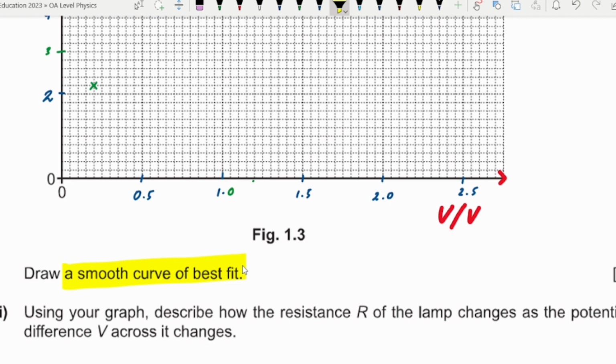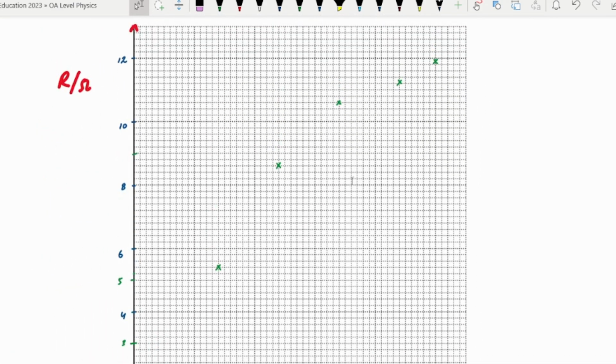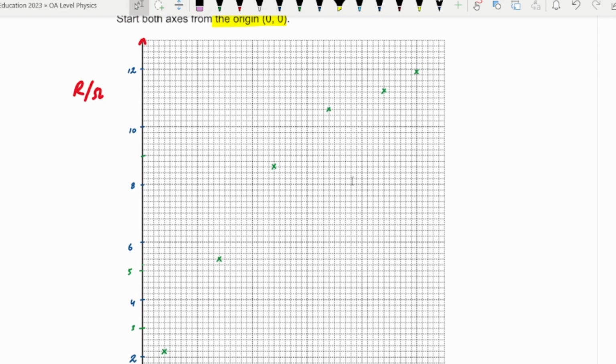So a smooth curve of best fit is a curve that is showing the trend of the points, plus if there are certain points not on the smooth curve, then the number of points scattered below and above the curve should be equal. Or there should be an equal number of points below and above the curve if all the points are not exactly lying on the curve.